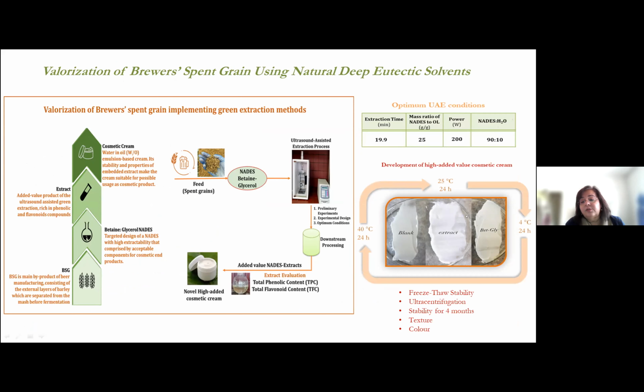So we did all the different tests that are commonly done in these types of formulations, like the freeze-thaw stability and the ultracentrifugation, and we tested the stability of the formulation and we saw that it was stable for 4 months. The texture was fine, the color did not change. So again, it was a very promising application, this one.